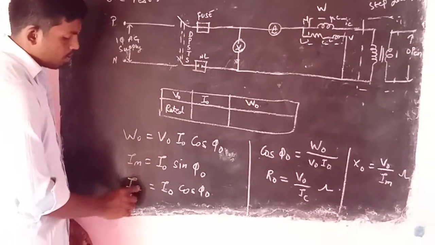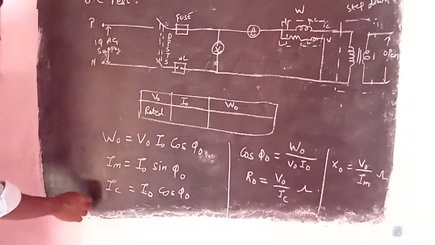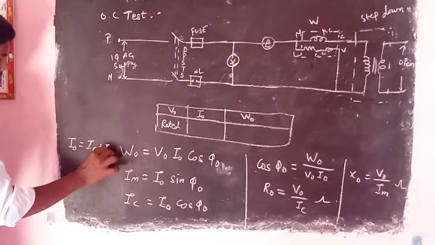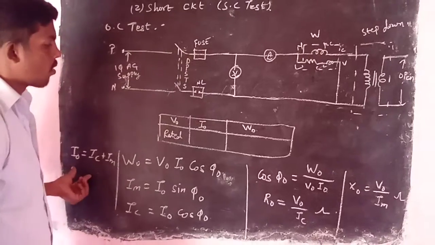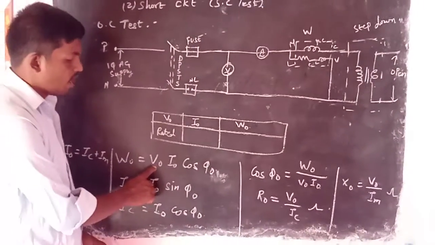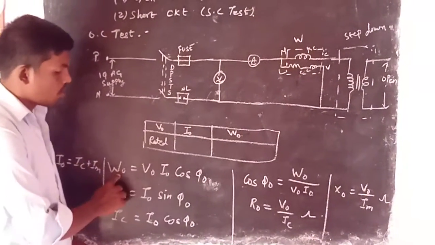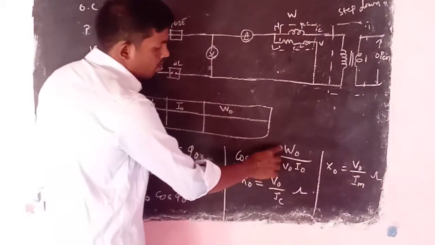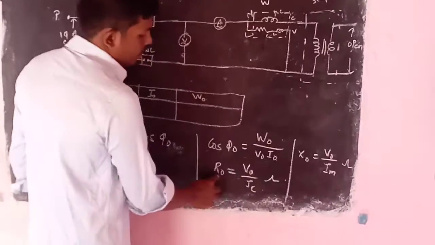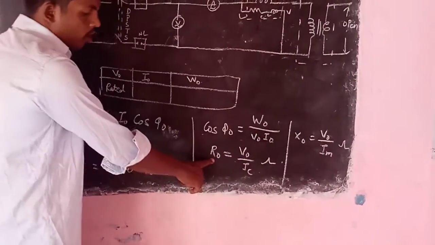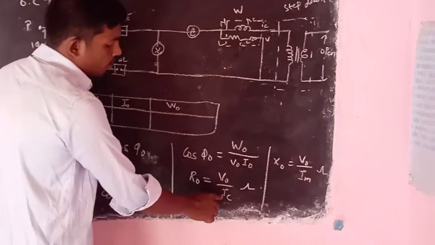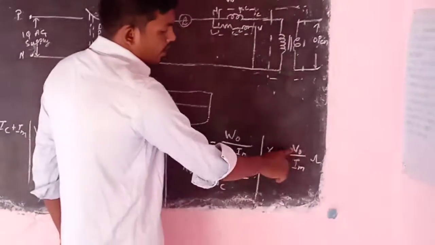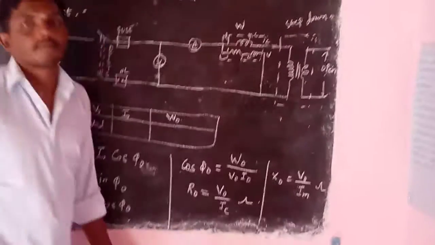This is I maximum, and this is IC. I0 is the total current, made up of IC and I maximum. V0 is the no load voltage and W0 is the no load power. Cos phi naught is equal to W0 divided by V0 into I0. R0 is equal to V0 divided by IC. Then the reactance X0 is equal to V0 divided by I maximum.